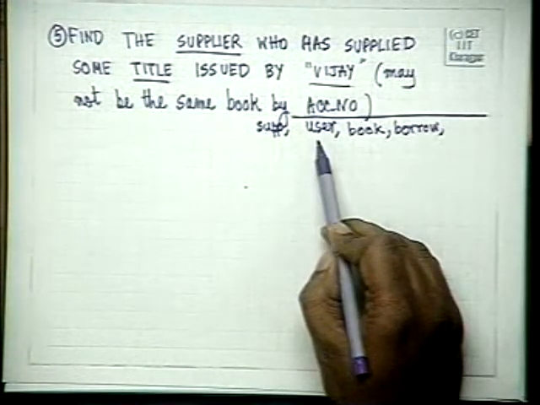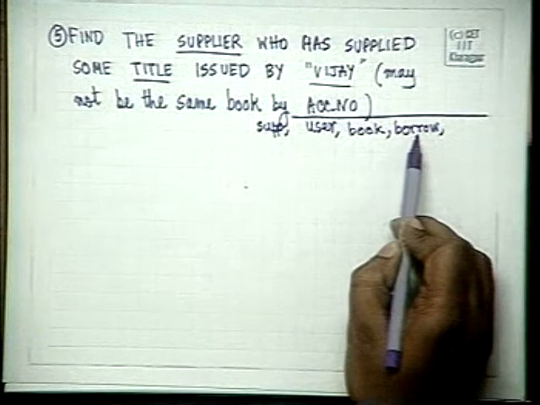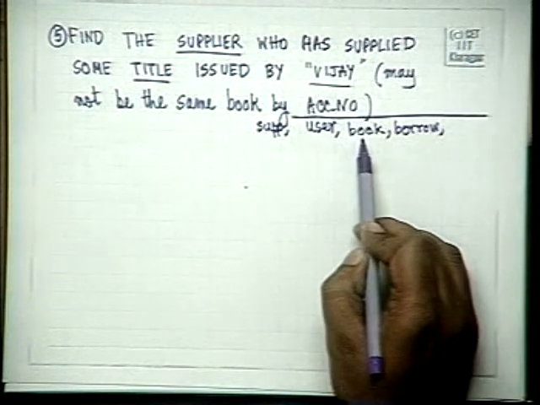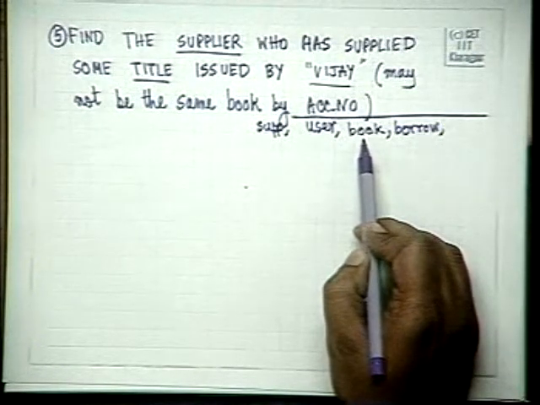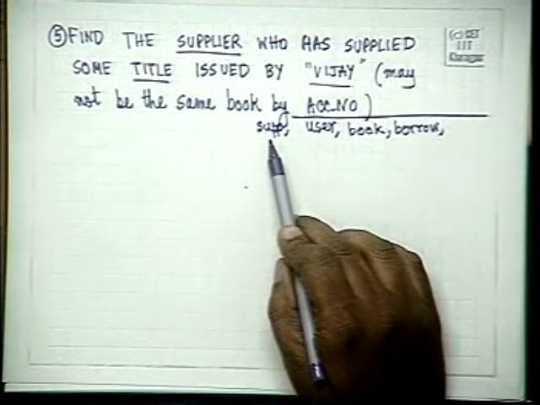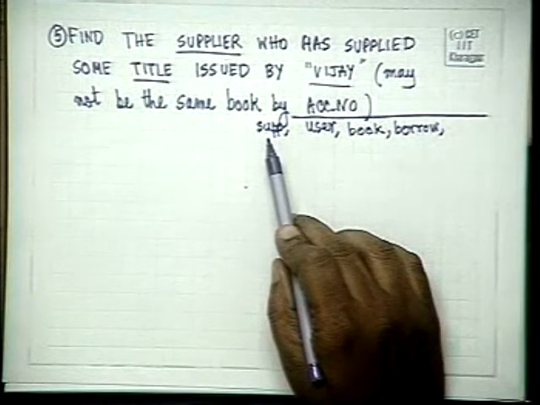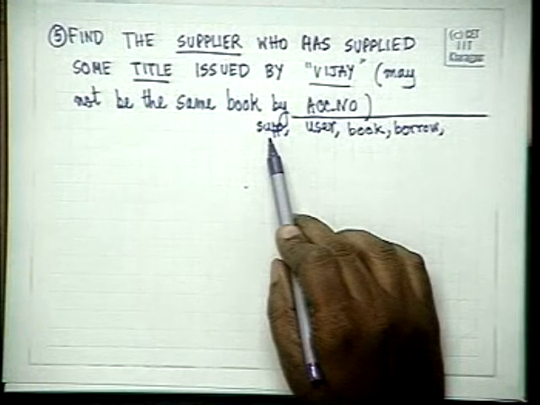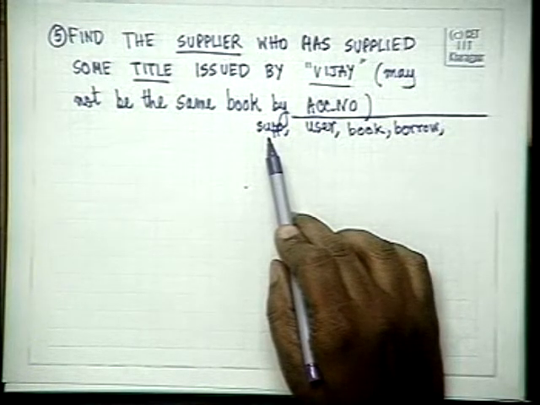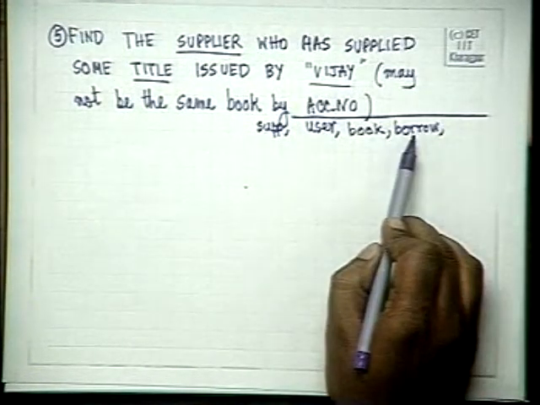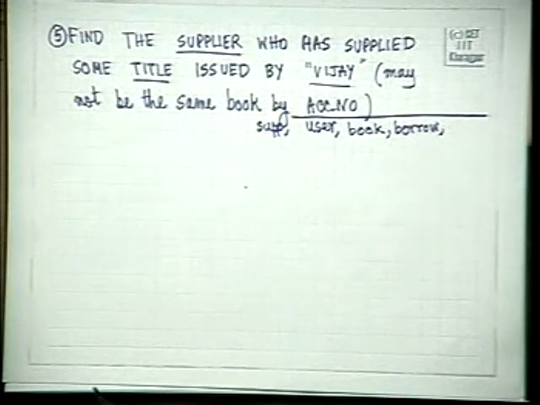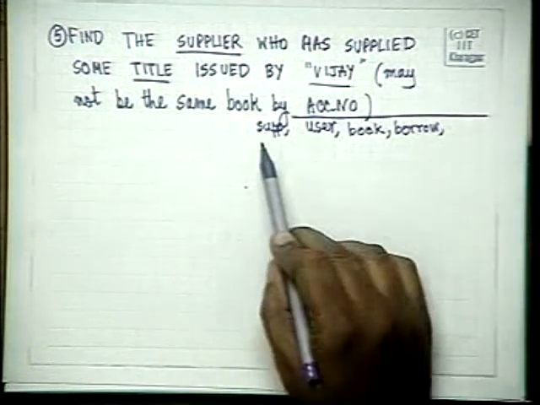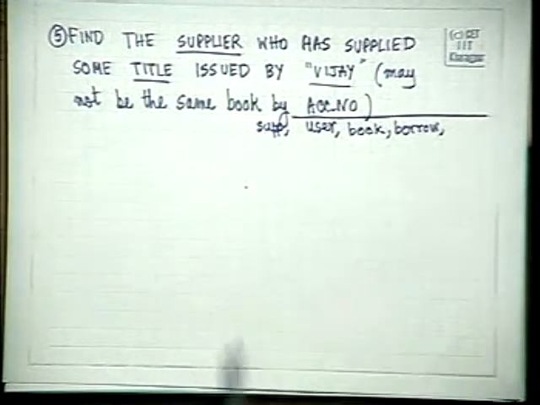because this will give you Vijay. Using this you will get the accession number, from that using the book you will get the title, and from the title and the accession number you will get whether the supplier has supplied a book with the same title as the accession number of the book issued by Vijay. So we need not only these, we need to use some of them more than once.